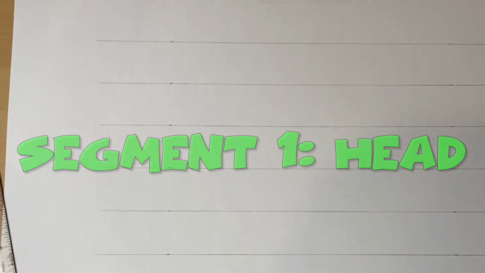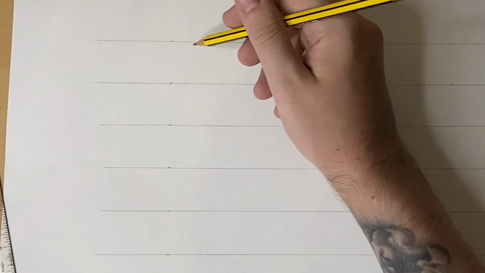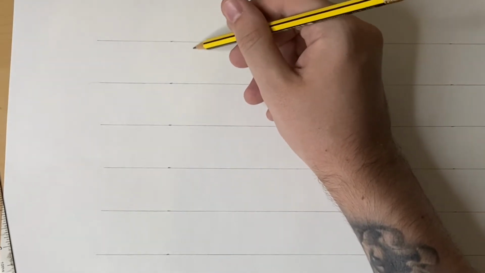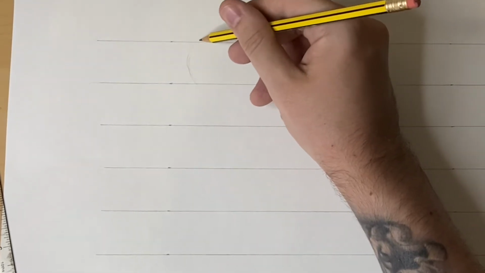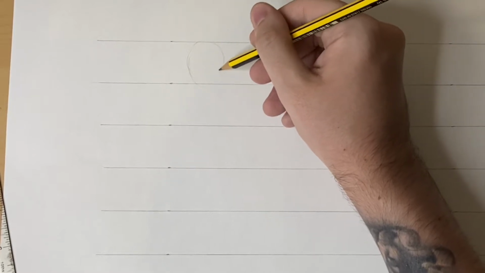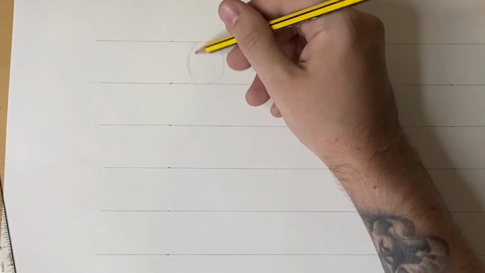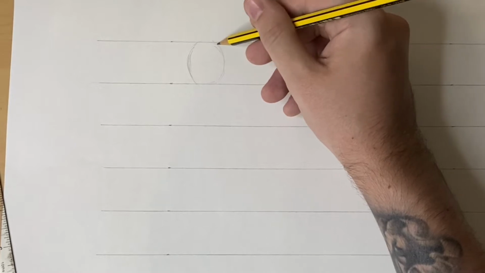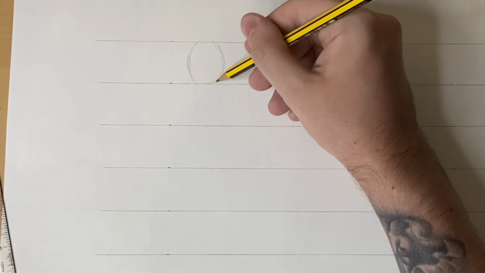So this video will be split into different chapters. The first chapter is going to be the first segment we have, and that is the head. With the head, all we're going to draw is something quite simple just to get the guidelines set. So it's just an oval. This will be the head that we're going to use as our basis for the rest of the body.